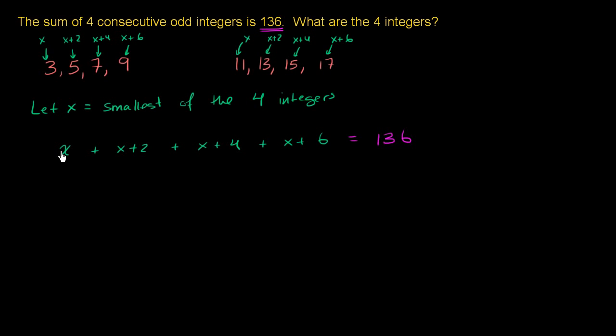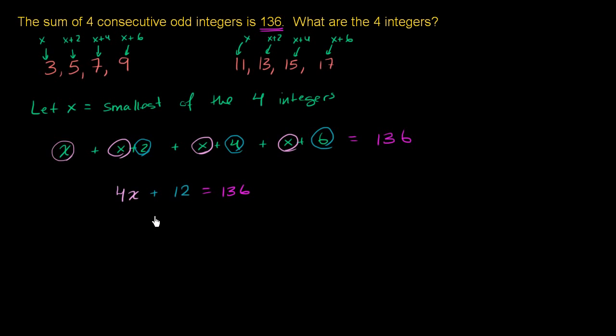So let's add these x terms together. We have 1x, 2x's, 3x's, 4x's. So we can rewrite those as 4x. And then we have 2 plus 4, which is 6, plus another 6 is 12. 4x plus 12 is equal to 136. So to solve for x, a good starting point would be to isolate the x terms on one side of the equation, or try to get rid of this 12.